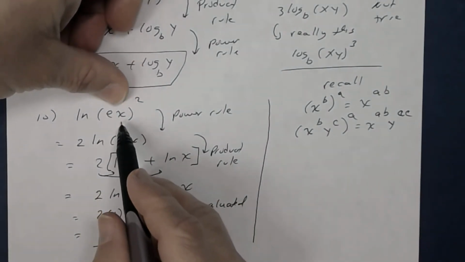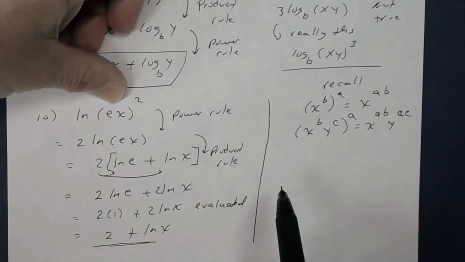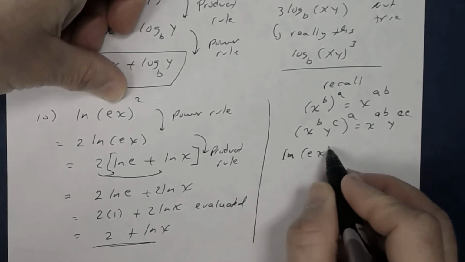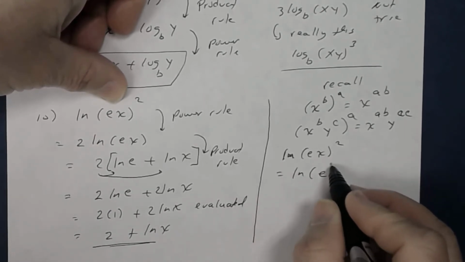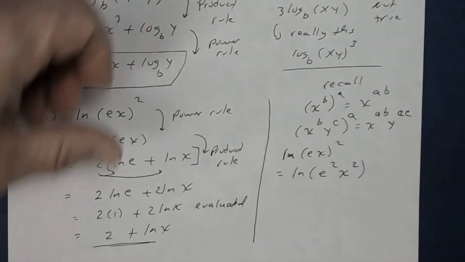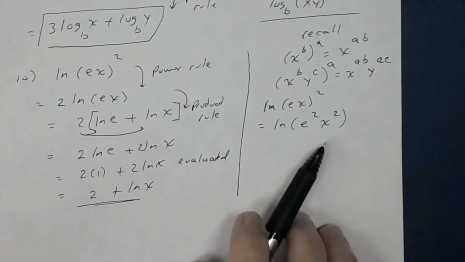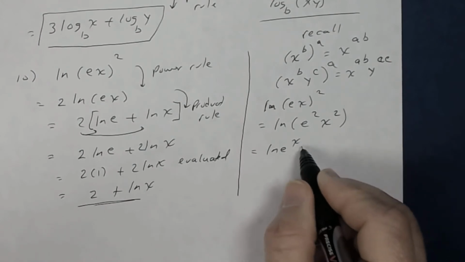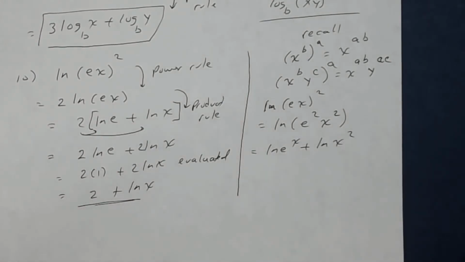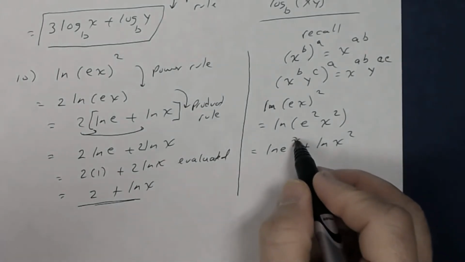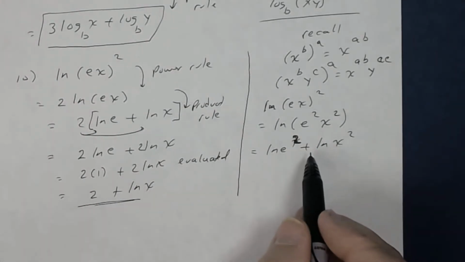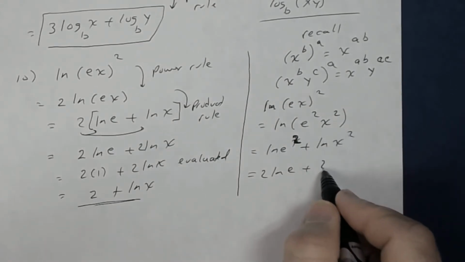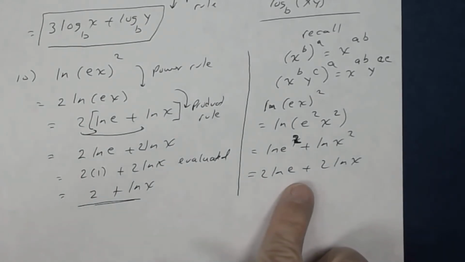So that being this, you see this right here? We have e times x to the second power. I can do this first if I want to. In other words, this right here becomes the natural log of e squared times x squared. That's what that becomes. And now if I want to, I can use the product rule at this point. So that becomes the natural log of e squared plus the natural log of x squared. Okay? And then I can use the power rule. So that becomes 2 times the natural log of e plus 2 times the natural log of x. And does that look familiar? That's just right here, isn't it?